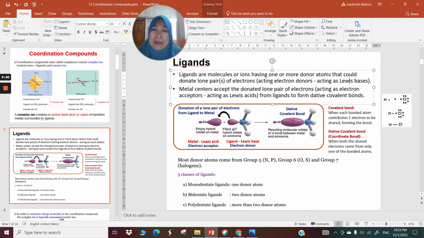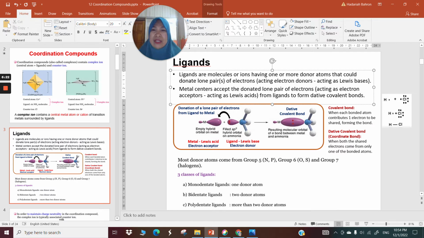And where do these lone pairs of electrons go? Who are they donated to? They are donated to the metal centers. So the ligands donate the lone pair of electrons to the metal center. The ligands are the electron donors. The ligands are Lewis bases. Metal centers are electron acceptors, and as such, they are called Lewis acids. So when metals accept the donated lone pair of electrons from the ligands, what is formed is called a dative covalent bond. Why is it a covalent bond?